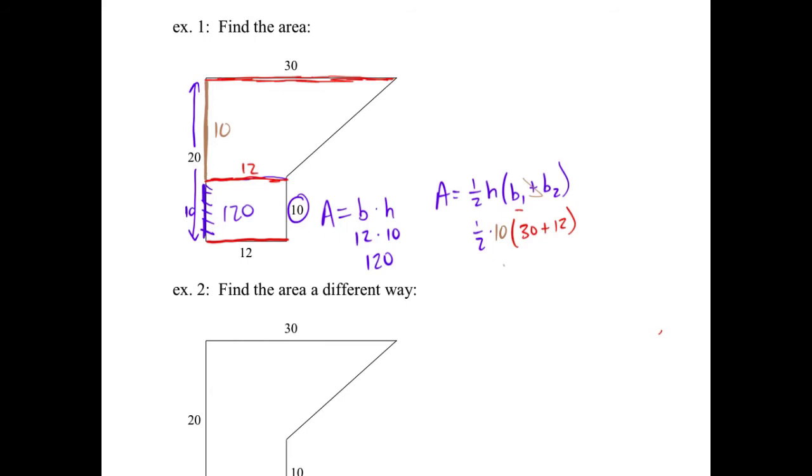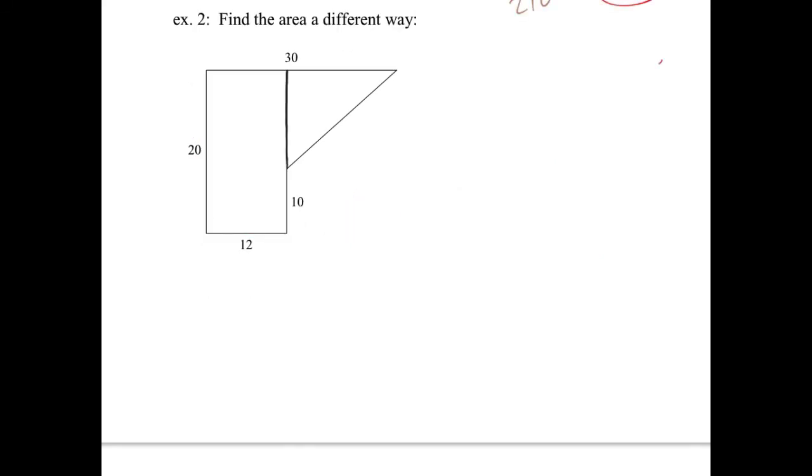So we have 1/2 times 10, parentheses 30 plus 12. 42 times 5. So that's going to be 210. So this part right here is 210. This part right here is 120. So to get the final answer, I would do times them or add them. Add them. So 210 plus my 120 gives me 330. Does that make sense to people? Yeah, it does.